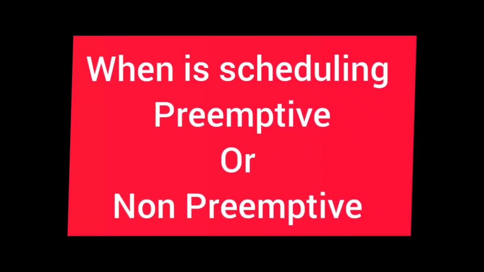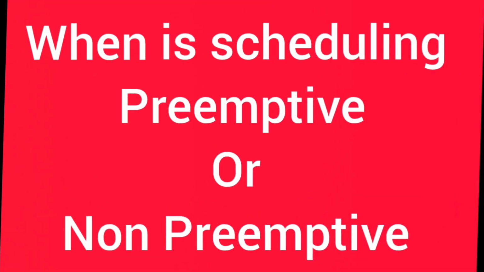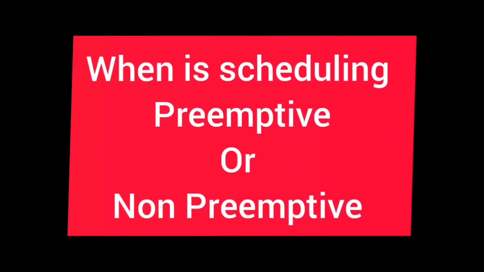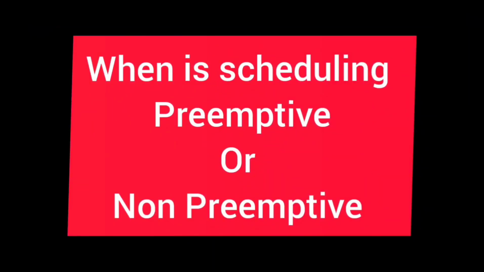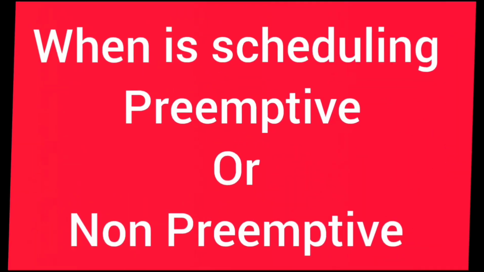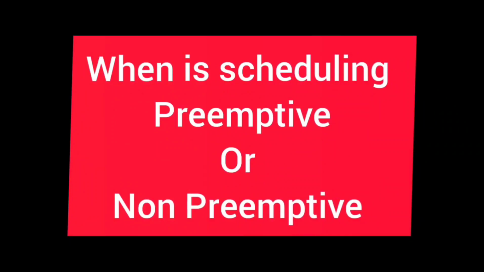Now, when do we consider a scheduling technique to be preemptive or non-preemptive? There are 4 parameters which we usually consider. If a particular process is switching from the running state to the waiting state, or if a process has finished its execution and is being terminated normally, then if these 2 conditions hold, the scheduling technique is said to be non-preemptive.